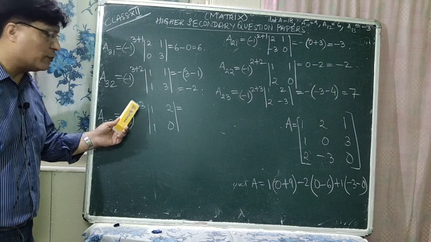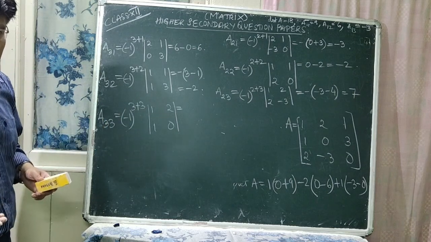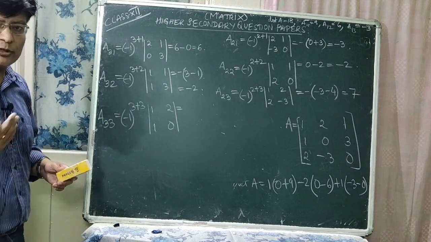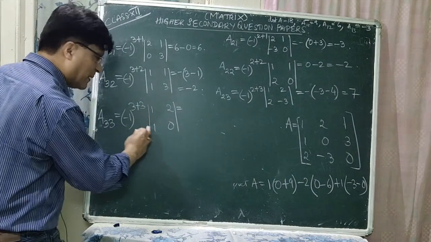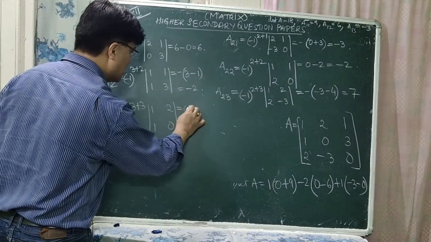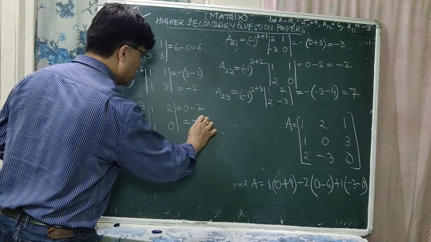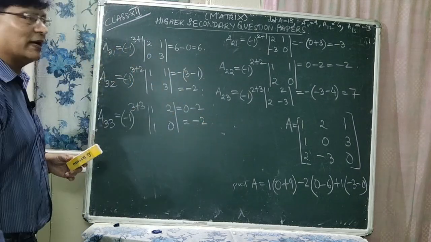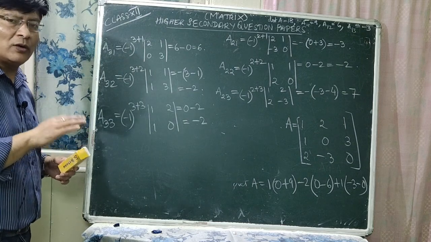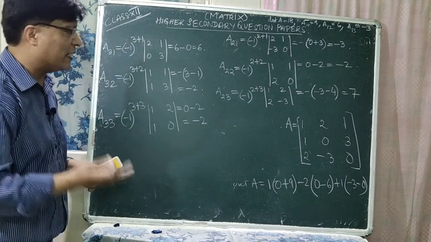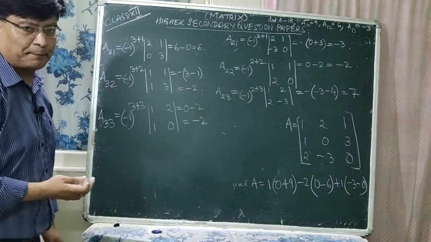What is -1 whole to the power 6? It is plus 1. -1 whole to the power even number is always plus 1. So plus 1 usually we don't write it. Now expand this determinant. 1 zeros are 0, -2, which is equal to, this is your -2. So we have got all the cofactors of the elements of matrix A.